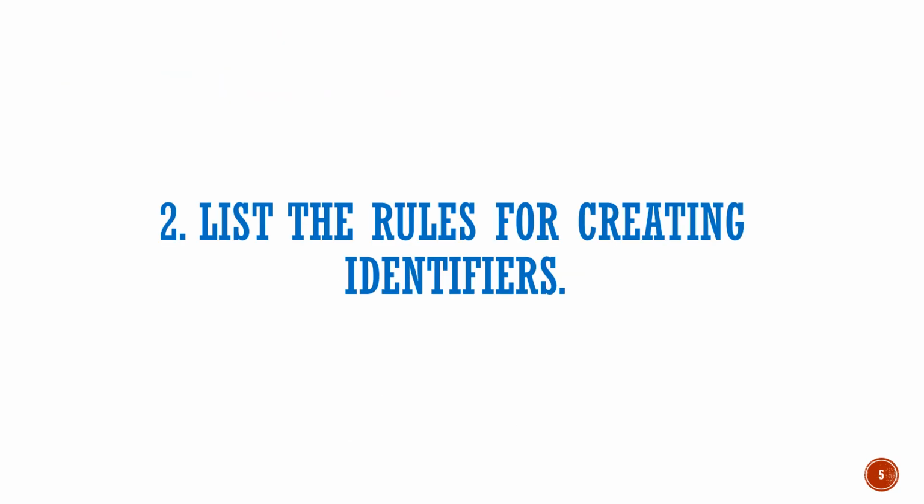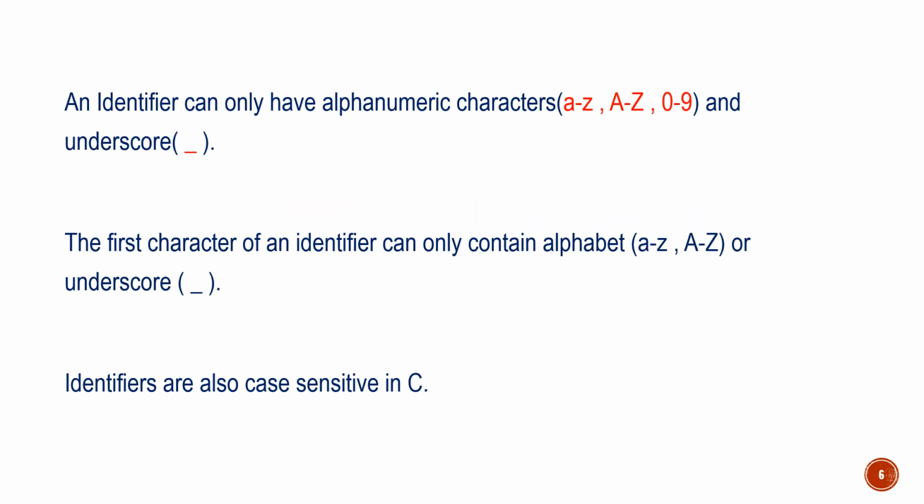Moving to question number 2: list the rules for creating identifiers. Now, for creating identifiers, we are supposed to use only small letters a to z, capital letters A to Z, digits 0 to 9, and the underscore.